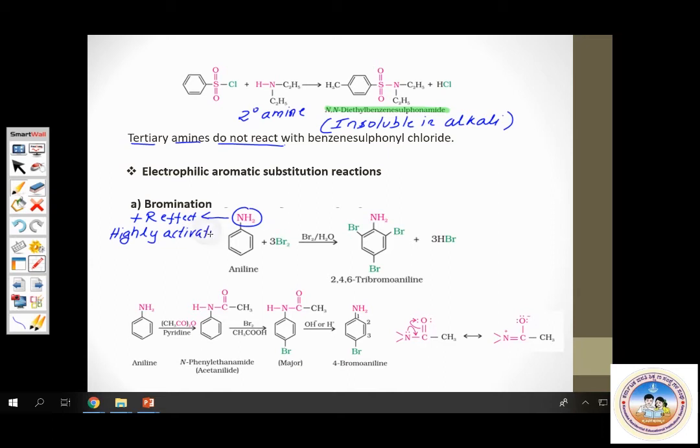And what kind of directing influence does it have? It is ortho and para directing. All plus R groups are ortho para directing. So if you carry out bromination in bromine water, you get 2,4,6 tribromoaniline, also called symmetric tribromoaniline.